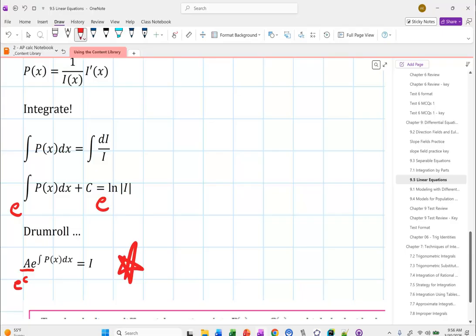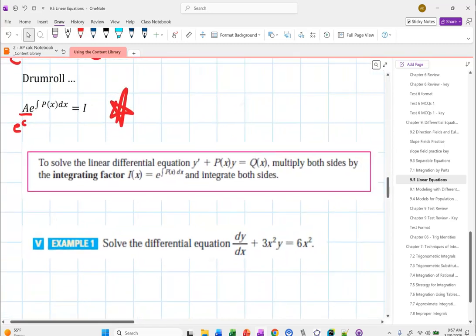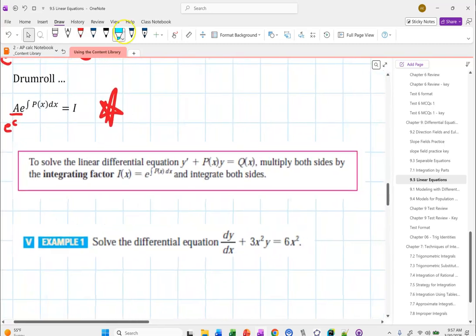A is just e to the c, yes. All right, you ready to do an example where we actually do this now? I think that's probably for the best, right? So again, here is the formula. This is the piece that you really need.